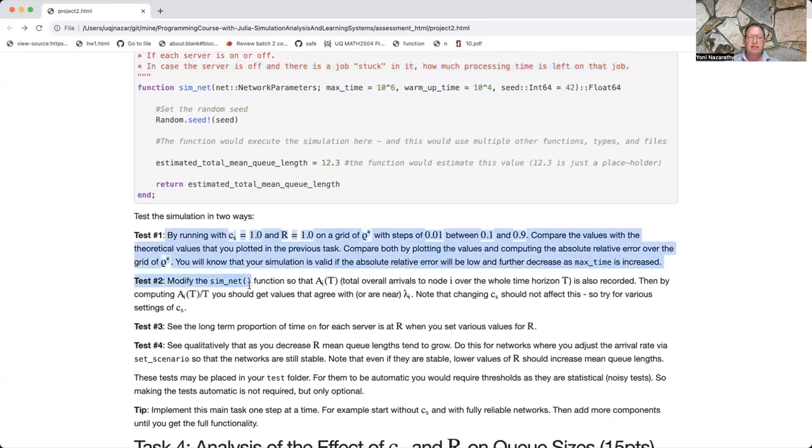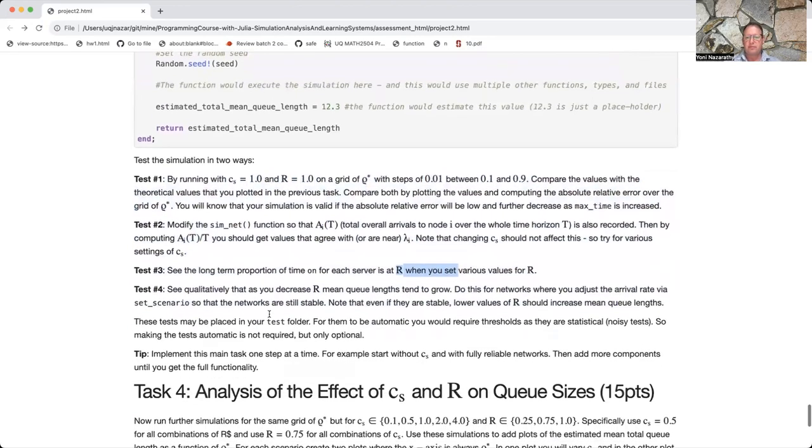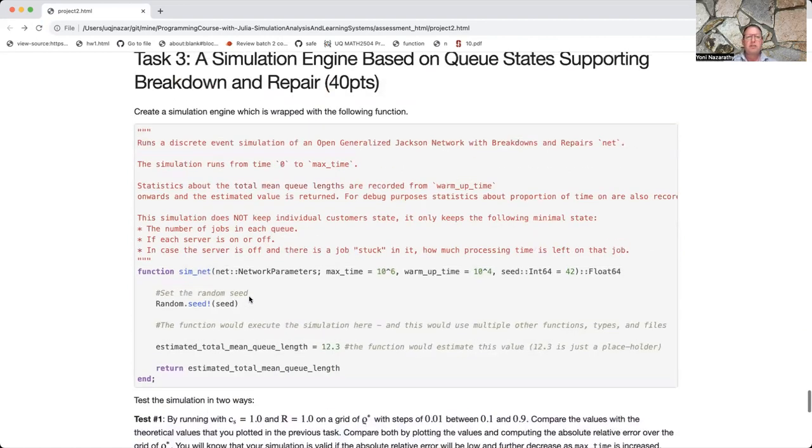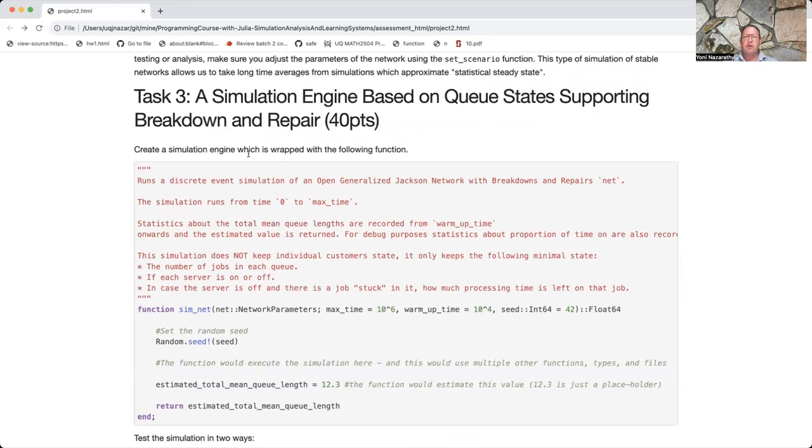Now, there's a bunch of tests that you can do here to see that this thing actually makes sense. And what you're going to do with the test is you're going to compare it to theoretical results, you're going to compare to flow rates, you're going to look at the long-time proportion the server is on, that's not too complicated, and you're also going to do some qualitative tests. Of course, your code might span multiple files. This is really the meat. Well, I'm a vegetarian, but this is really the fake meat of this project.